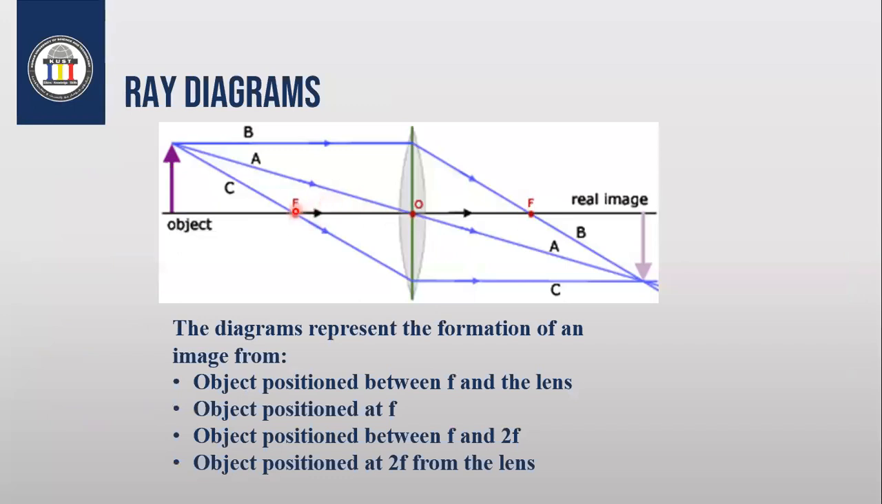We'll put the object at F, at this point. We'll put the object between F and 2F. What is 2F? 2F is double F. For example, if this distance F is 10 centimeters, then another 10 here will be 2F, another 10 will be 3F, and so on. And then we'll put the object at 2F of the lens. So we have 4 positions.